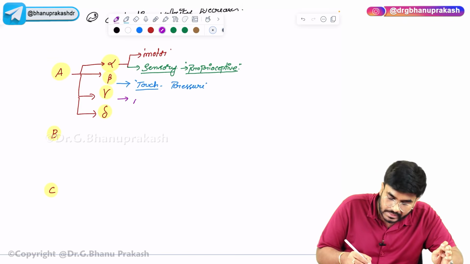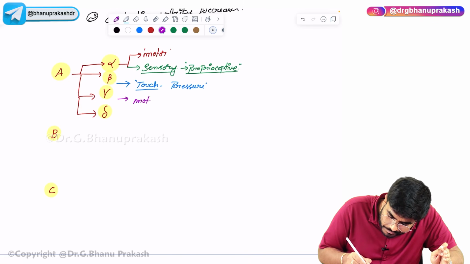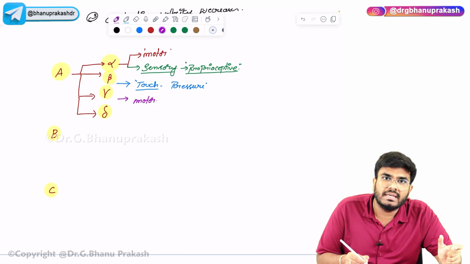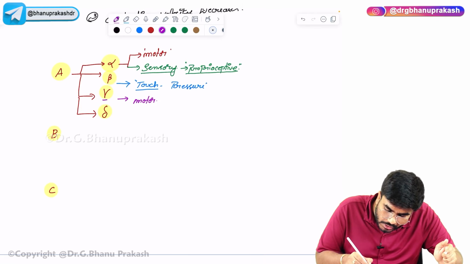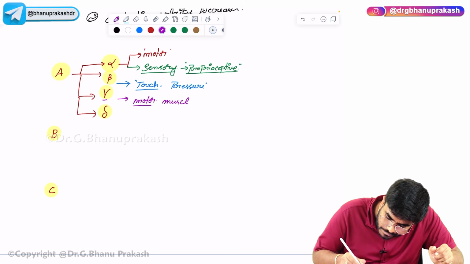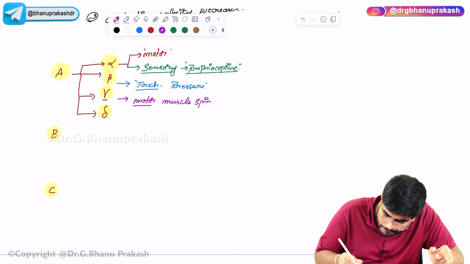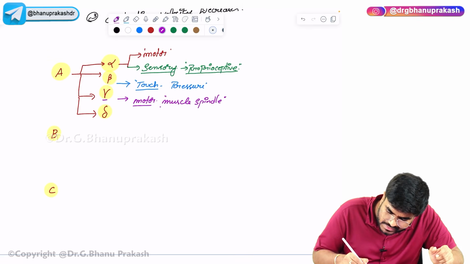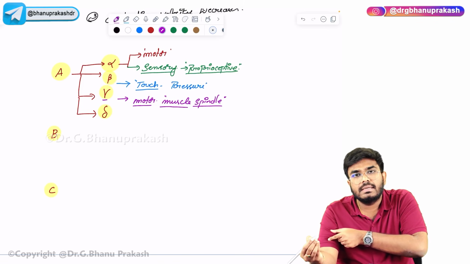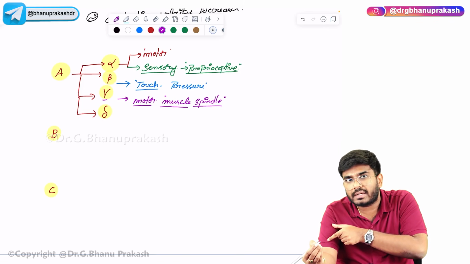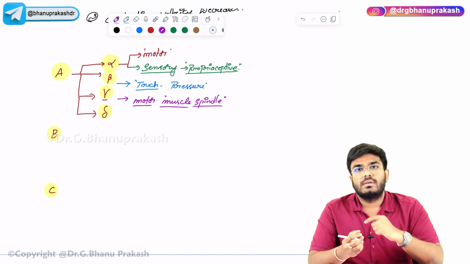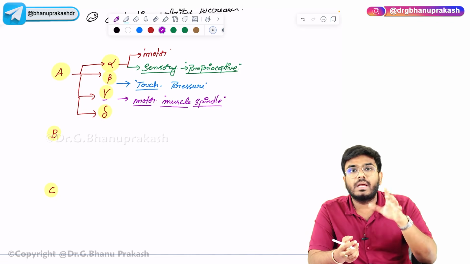What are A gamma fibers doing? A gamma fibers are also motor. They are motor, meaning they are causing contraction of something. What do they contract? These gamma fibers are motor neurons contracting the muscle spindle. Inside your muscles, there are intrafusal fibers called muscle spindles. These muscle spindles even contract. So who is causing the contraction of these muscle spindles? A gamma fibers.